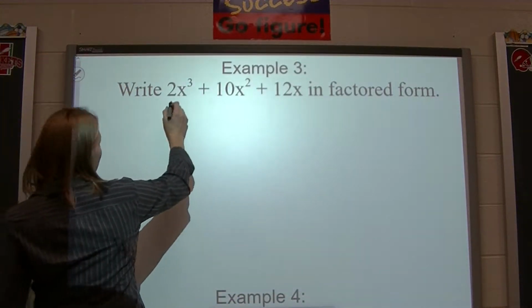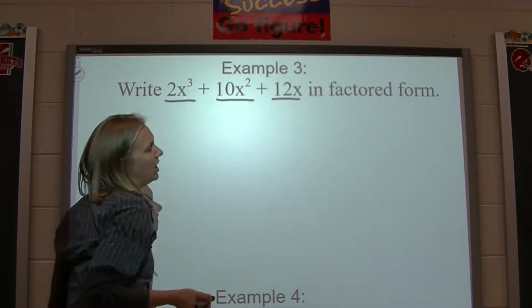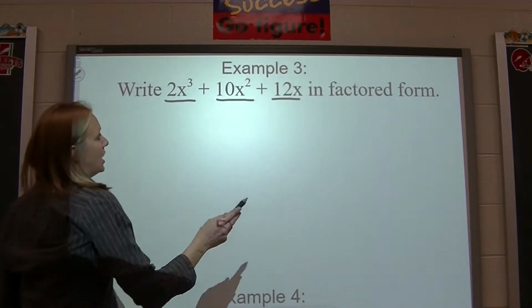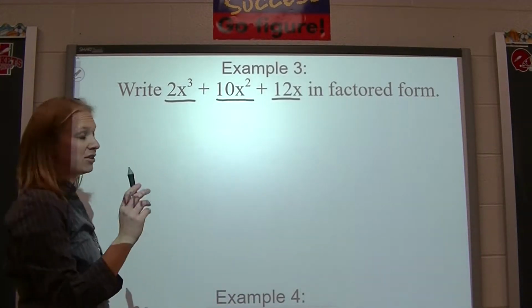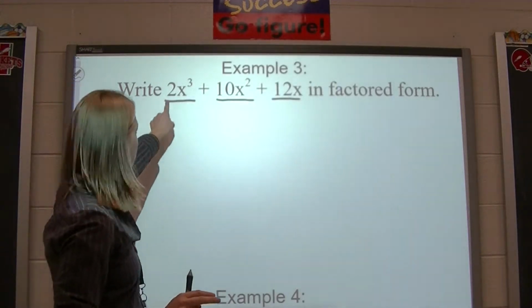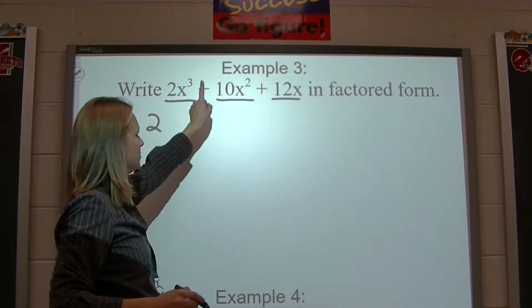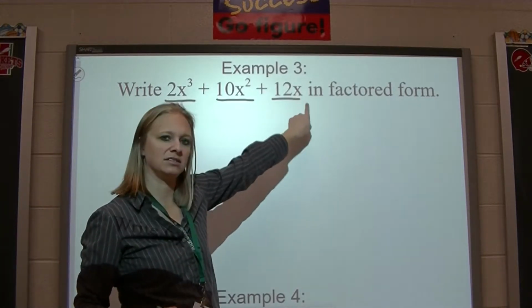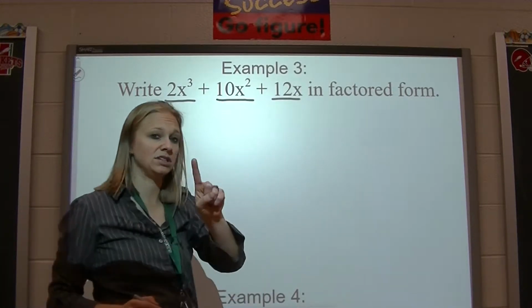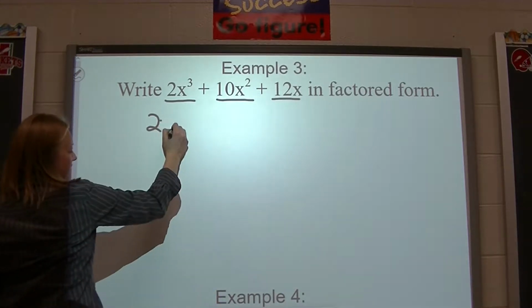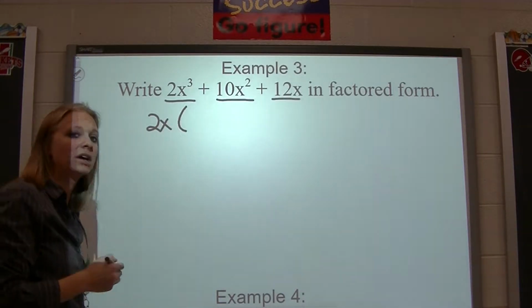So if you look here at these three terms, you have a greatest common factor of x. Actually, of 2x. Because every single one of our coefficients is divisible by 2. And every single term here has at least one x in it. This has one x, so that's why we can only take one out. So we're going to take out the greatest common factor of 2x.